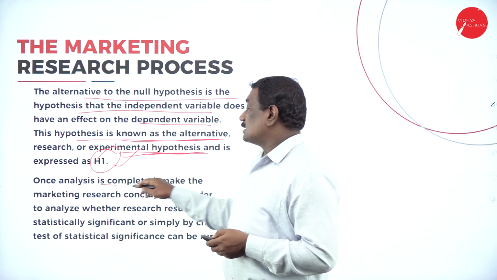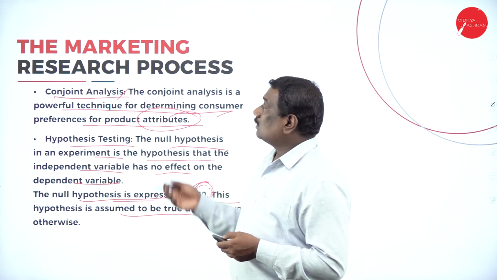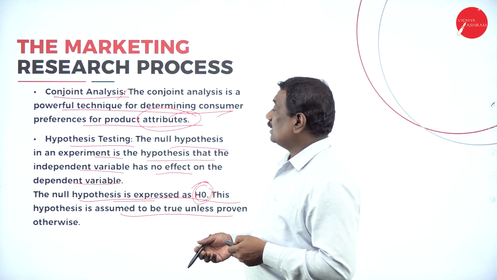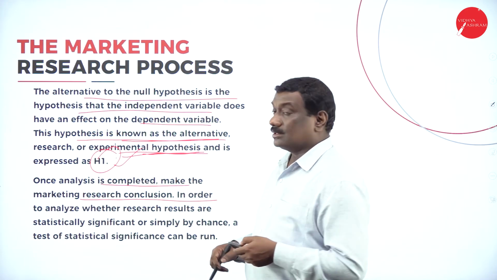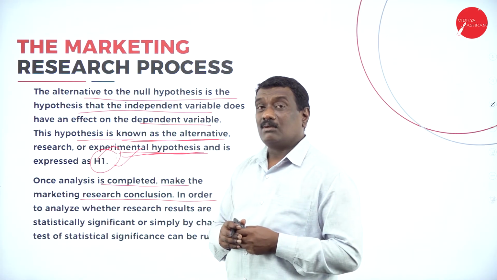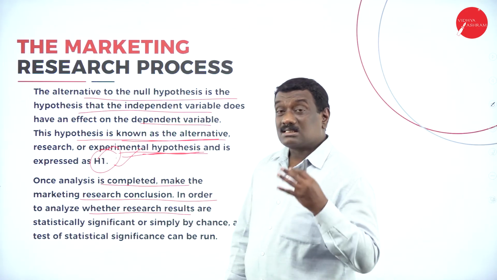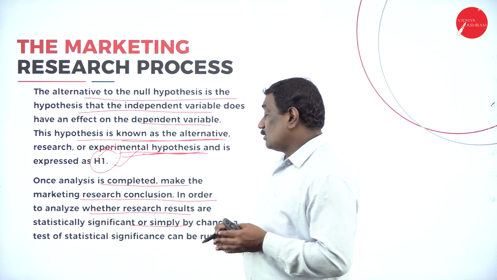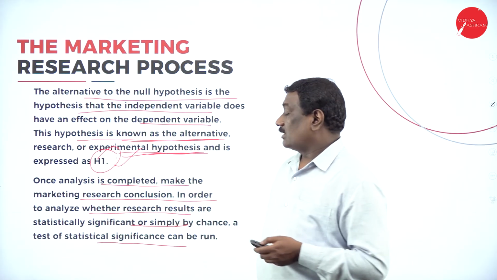Once both conjoint analysis and hypothesis testing are completed, the marketing research conclusion can be made. Here comes the conclusion for the marketing research, and in order to analyze whether the research results are statistically significant or simply due to chance, a test of statistical significance can be done.